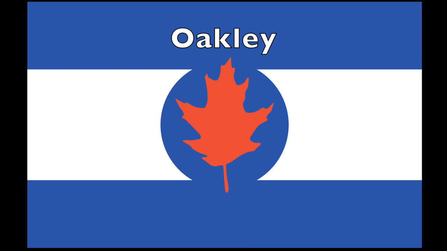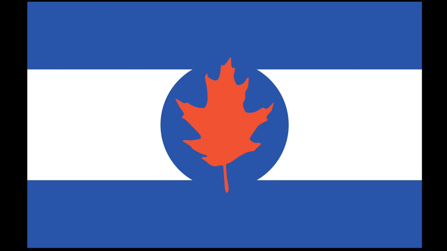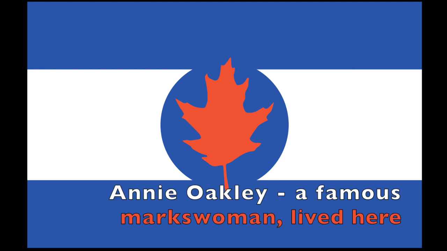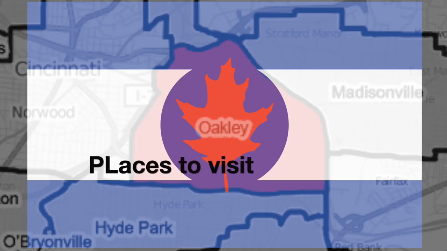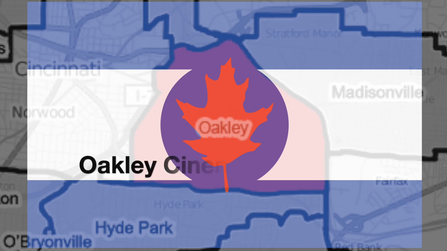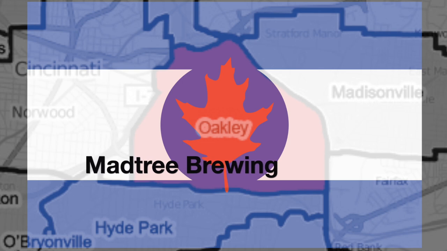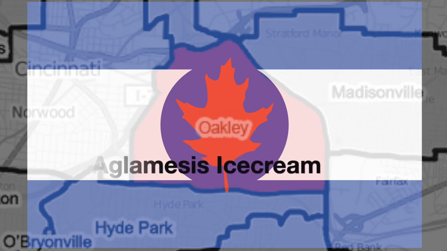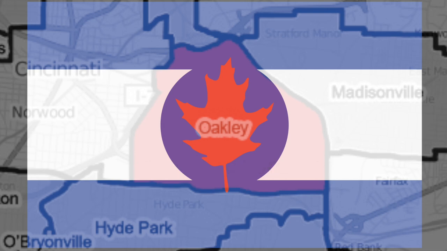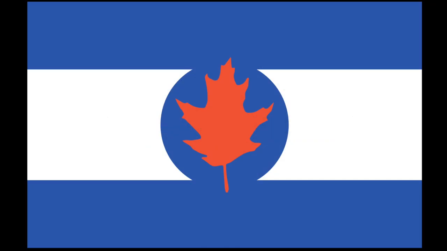Oakley. It used to be known as 4 Mile during the days when it had horse racing, and this was also the home of famous Annie Oakley, a markswoman of the 1800s. But the city is not named after her, more so the oak trees. Places to visit out here: Oakley Cinema and Crossroads Church, Mad Tree Brewing, last but not least, Aglamesis's Ice Cream. Throughout its history, Oakley has always been a travel destination, and it is very accessible through public transportation.